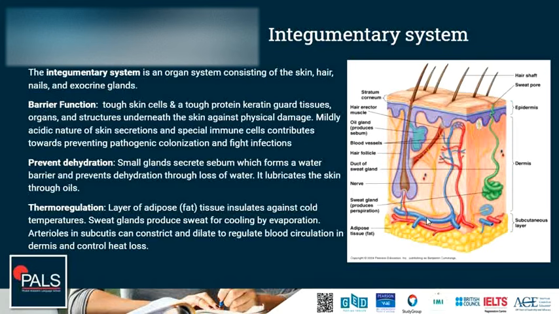If our body temperature is too high, the blood flow close to the surface increases, the arterioles dilate, and we can give off heat to the surrounding. If our body temperature is too low, the arterioles will constrict and prevent blood flow close to the skin surface.